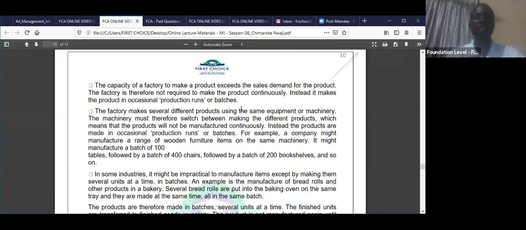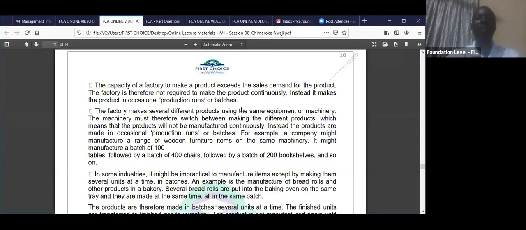The first circumstance is when the capacity of a factory to make a product exceeds the sales demand for the product. The factory is therefore not required to make the product continuously. Instead, it makes the product in occasional production runs or batches. So you see, when the production capacity exceeds the sales demand, they will produce in batches.